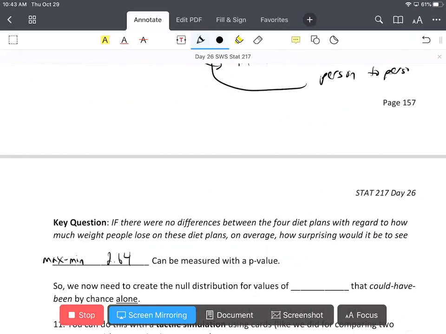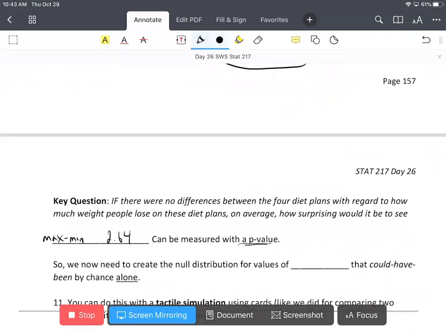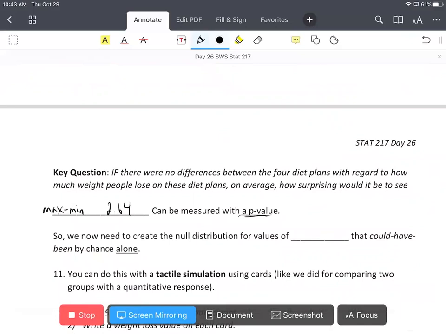All right. And this can be measured with the p-value. So we need to create the null distribution for values of what could have been by the null distribution alone. And we're going to do this from max minus min. That's the one we want to look at. And here's, I apologize, just going up a little bit. I forgot, at least is, so we could use number 1, 2, or 3. Like I said, we're going to use the max minus min. So we're going to look at number 1.